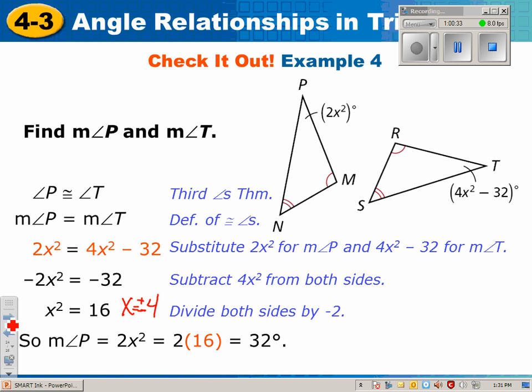And then we check and make sure that it works for either one. So we plug it in. 4 squared is, sorry, 4 squared is not 8. 4 squared is 16 times 2 is 32 degrees. A negative 4 squared is still going to be positive 16 times 2, which is 32.